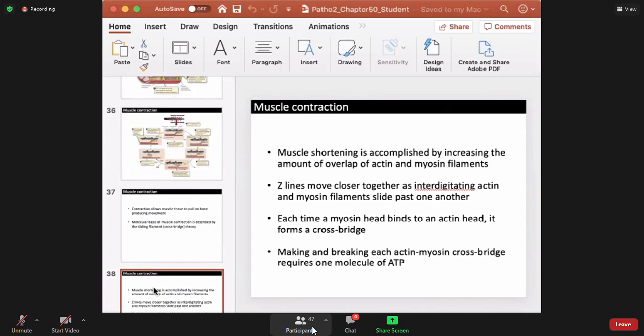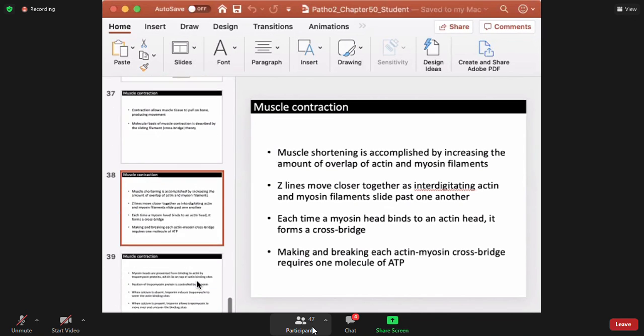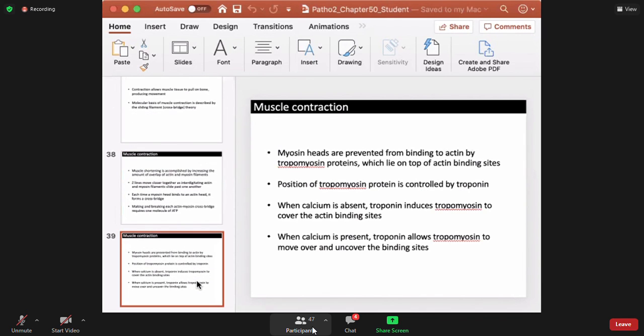So essentially, you have to make sure that the sarcomere contracts. You have to get the two Z lines to move closer together. You have to get the myosin head to bind to the actin. You have to form the cross bridge. You have to have available ATP because you want to make sure that you have the energy for the process to occur. You have to have calcium.